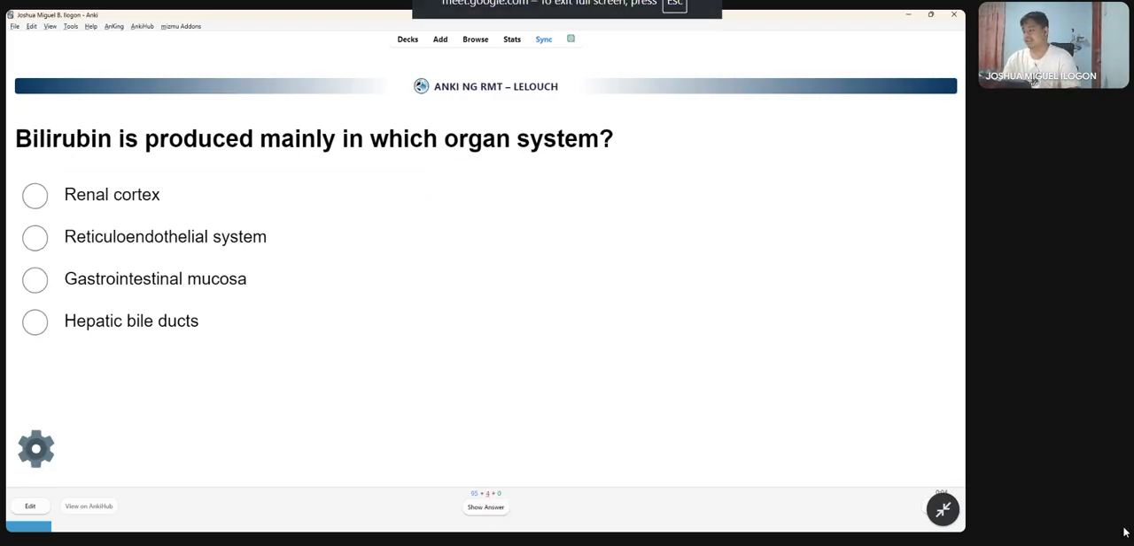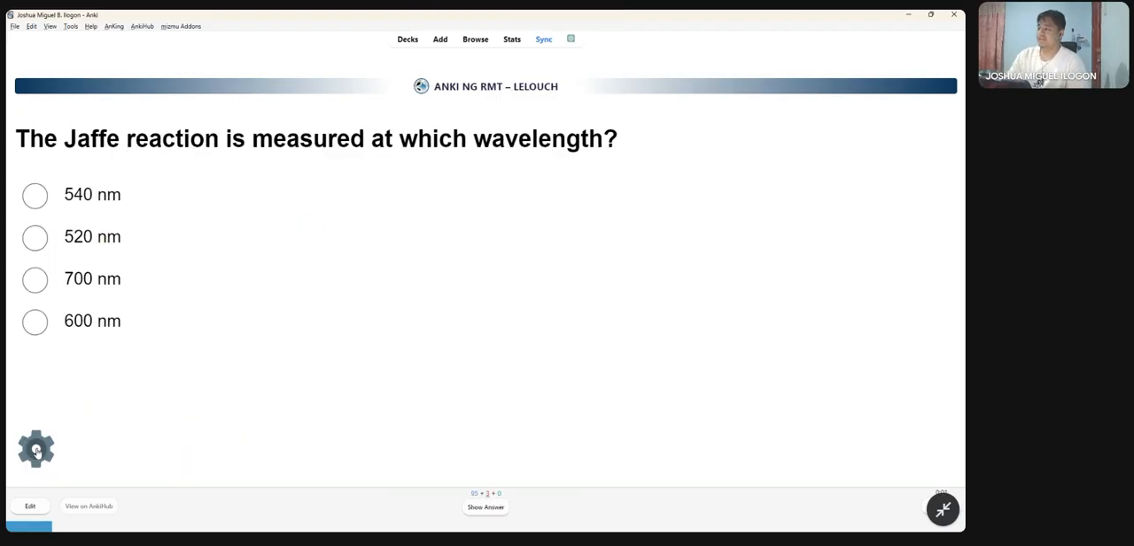Reticuloendothelial system. Why is this not shuffled? Is this shuffled? The Jaffe reaction is measured at which wavelength? If it's your Jaffe or creatinine, 520. If it's your urea, Berthelot or coupled enzymatic. Berthelot, coupled enzymatic.